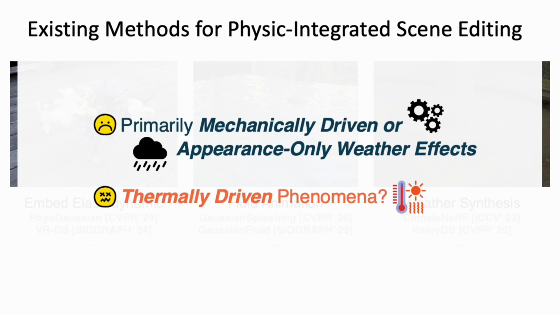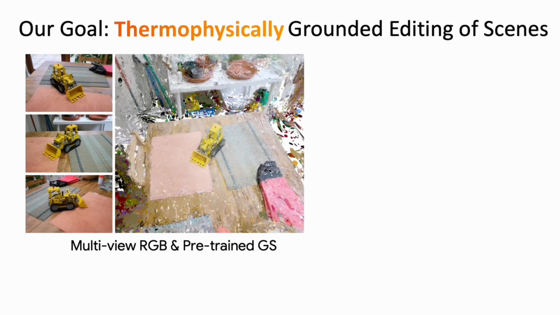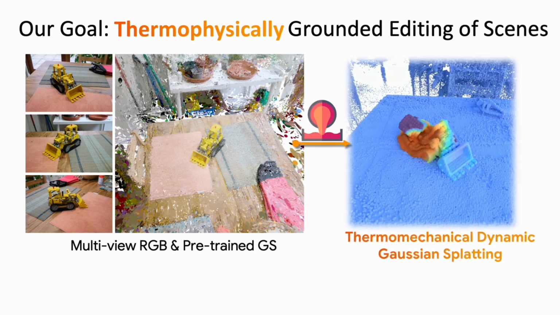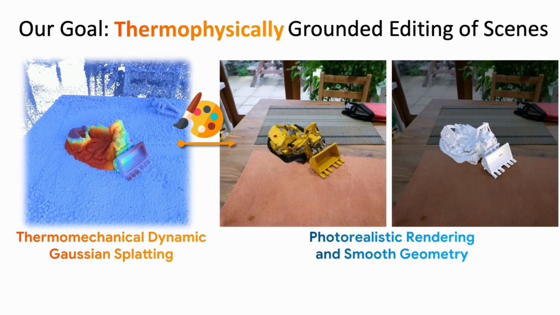In contrast, many natural phenomena are thermally driven, where invisible temperature variations govern visually perceivable behaviors such as melting. To address this underexplored yet fundamental dimension of physics integration, we present MeGAS, which constitutes the first attempt to incorporate thermomechanical dynamics into a neural rendering framework. Given posed RGB image sequences as input, we first reconstruct the scene with 3D GS. To simulate temperature-driven editing, we propose a thermomechanical dynamic Gaussian splatting representation that jointly models appearance and a controllable thermal field, enabling melting dynamics controlled by phase change, while achieving physically plausible and photorealistic synthesis of thermophysical phenomena from real-world imagery.